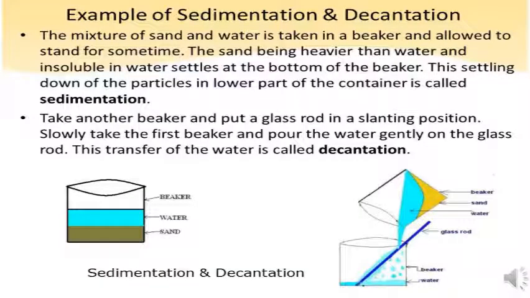Examples of sedimentation and decantation. The mixture of sand and water is taken in a beaker and allowed to stand for some time. The sand, being heavier than water and insoluble in water, settles at the bottom of the beaker. This settling down of the particles in the lower part of the container is called sedimentation. Then take another beaker and put a glass rod in a slanting position. Slowly take the first beaker and pour the water gently on the glass rod. This transfer of water is called decantation.